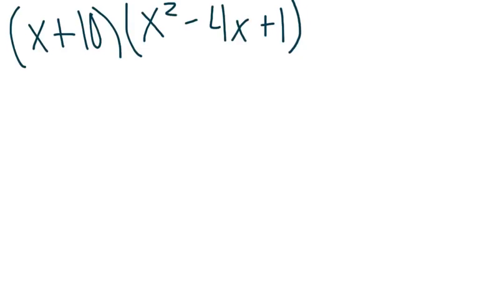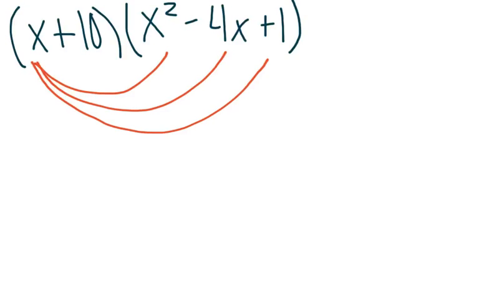Hey guys, so today we're going to start off with simplifying the expression, and we're going to distribute x with x squared, x with negative 4x, and x with positive 1. Then we're going to distribute 10 with x squared, negative 4x, and 1.